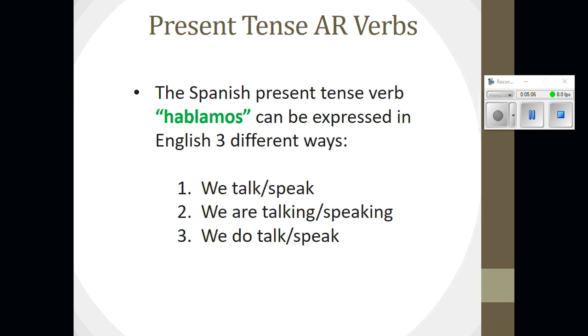So hablamos can either mean we talk / speak, we are talking / we are speaking, or finally, we do talk or we do speak. Okay, so make sure that you get those written down at the bottom part of the front of your note guide for Part B. Pause the video.